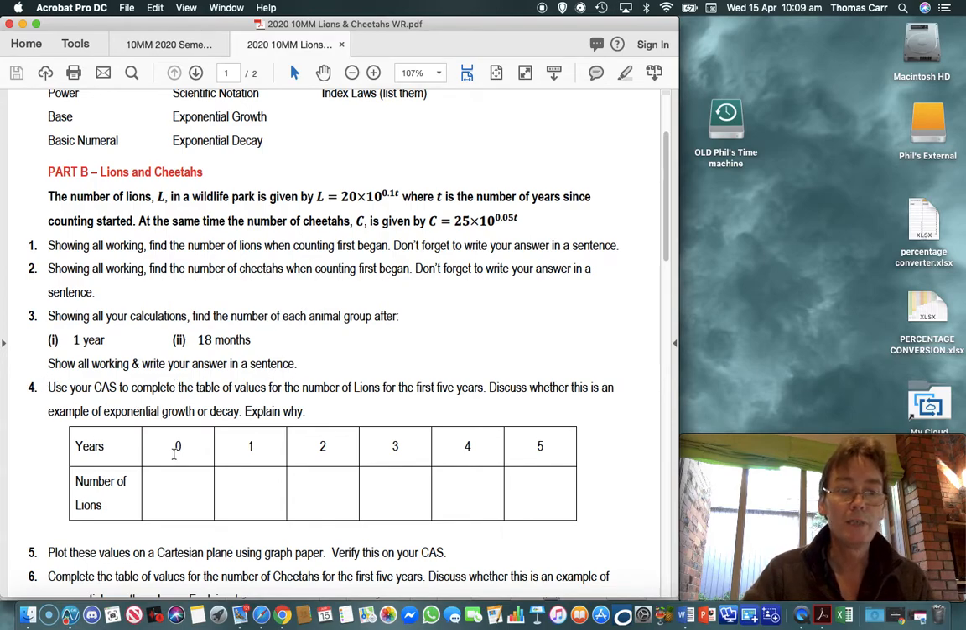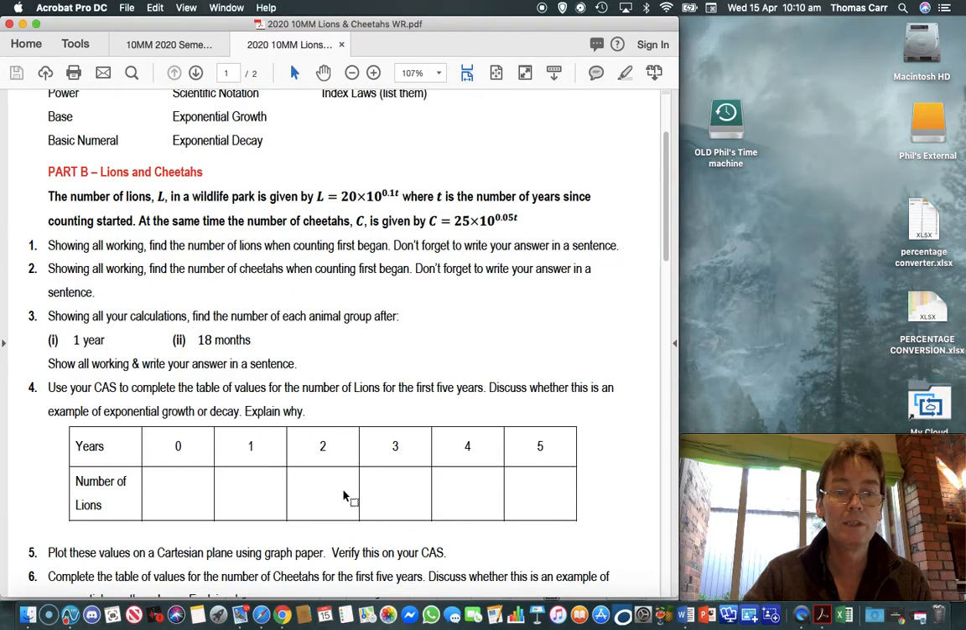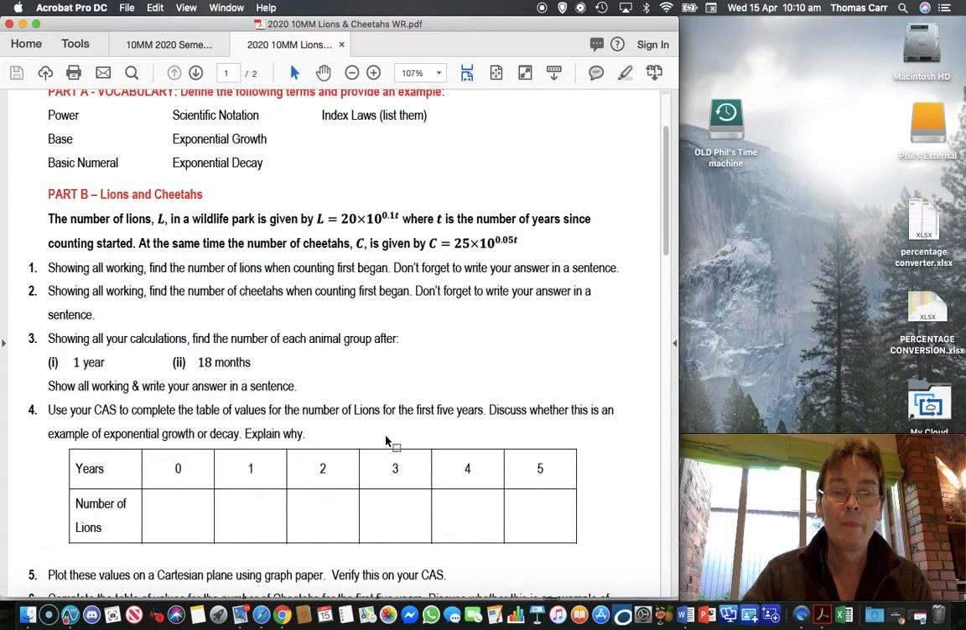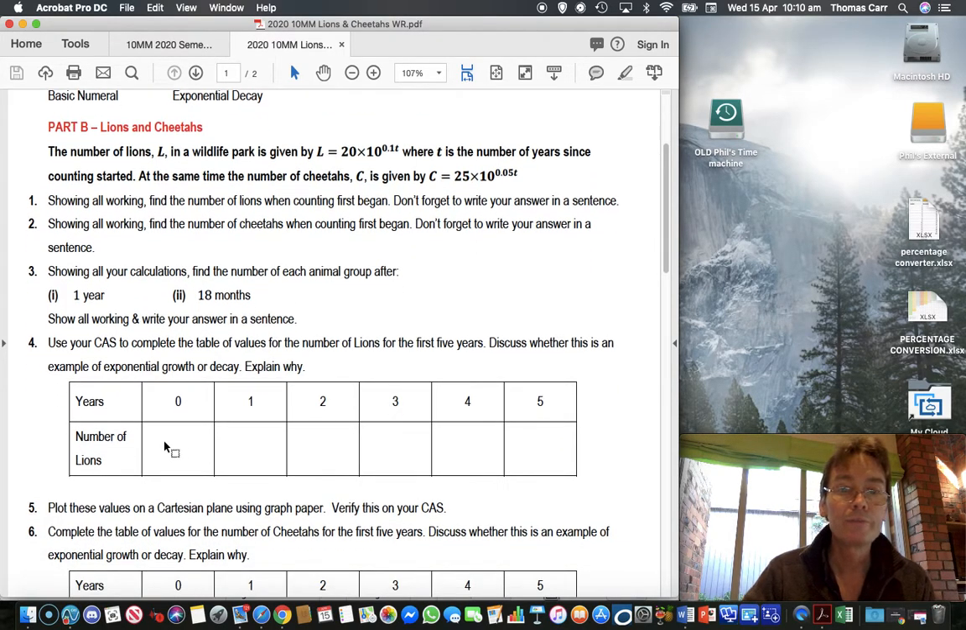Question 4 asks you to keep doing that. You can transfer your answer from question 1 into this spot here. This is the number of years, number of lions. For question 1, we did that over here. Number of lions after a year, number of lions after 2 years, 3 years, 4 years. So you're just putting in t equals 0, 1, 2, 3, 4, 5. I would like you to do that to at least 2 decimal places, please. When you stop it after 2 decimal places, you should be rounding the number, not just lopping the numbers off the end.